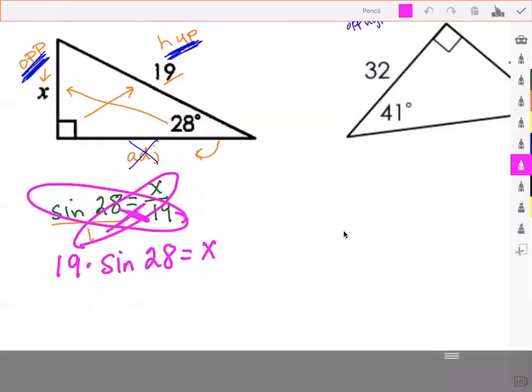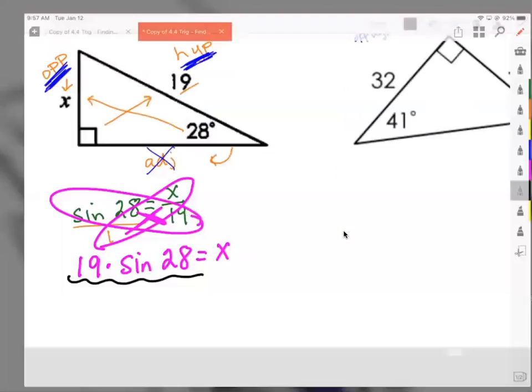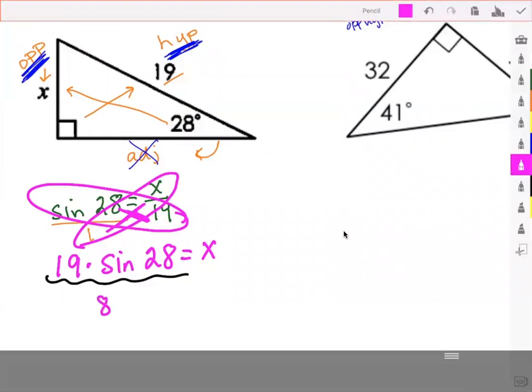All right, so now I'm going to my calculator and I'm just typing this in, 19 times sine of 28. Rounding to the nearest tenth, so 1 decimal place, I get 8.9. So 8.9 equals x. So this side of this triangle is a length of 8.9. I just used trig to figure out the length of that side. All right, let's do another one.